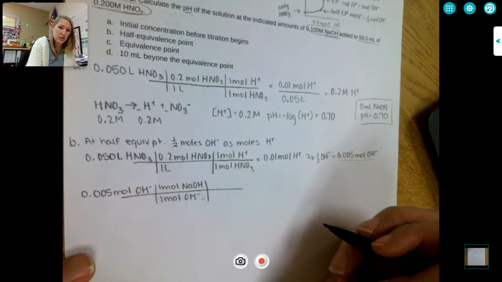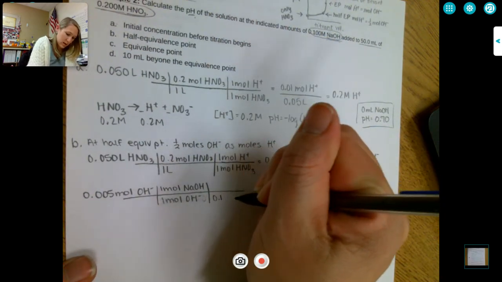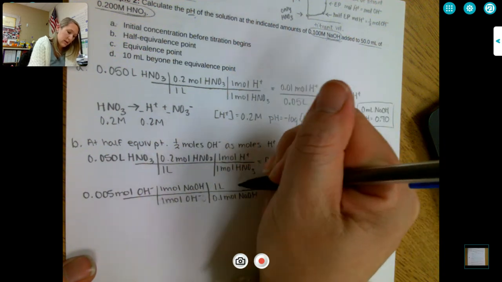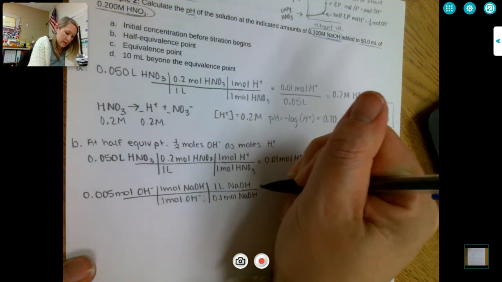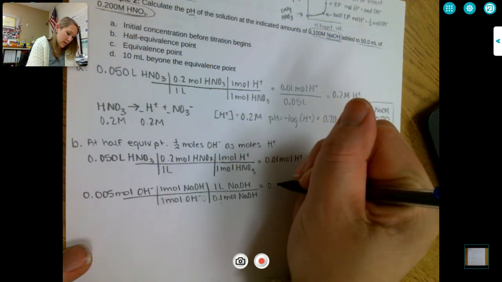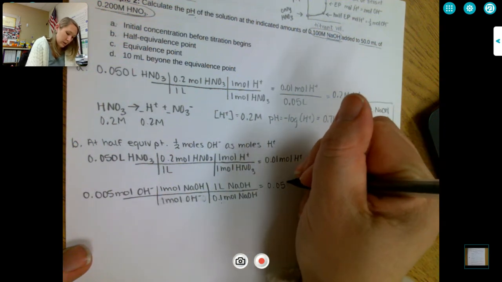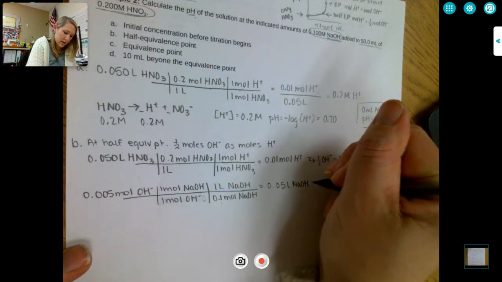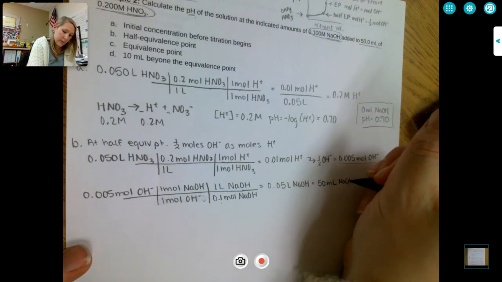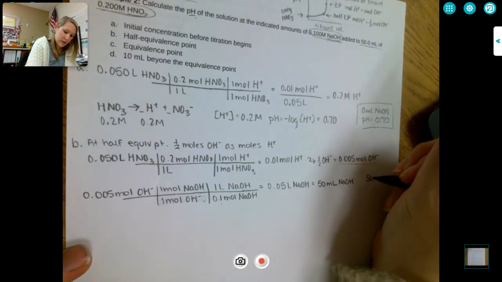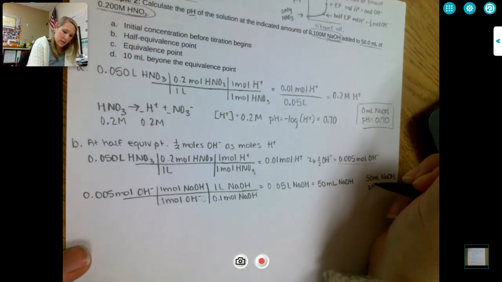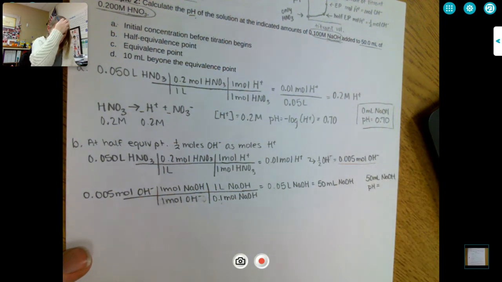And with my concentration, if I have 0.1 moles sodium hydroxide for every 1 liter sodium hydroxide, when I multiply this and divide, I get 0.05 liters of sodium hydroxide, which is 50 milliliters NaOH. So I know my volume of sodium hydroxide, 50 mils NaOH, now I need to know the pH of my solution.